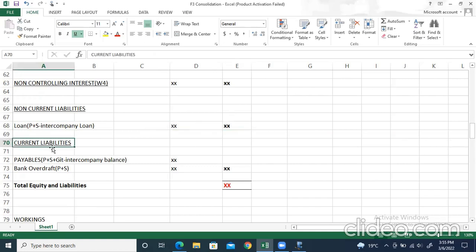Now, lastly, there are current liabilities. So payables: what we write is parent plus subsidiary, right? Plus the GIT. If you remember goods in transit, what we did is debit inventory, we increase the inventory and we increase the payables as well, right? So parent plus subsidiary plus GIT minus intercompany balance. If there is any kind of intercompany balance, again, we are eliminating that, right? And lastly, we have bank overdraft. This is very simple, parent and subsidiary. Just line by line item adding of this, nothing else over here.